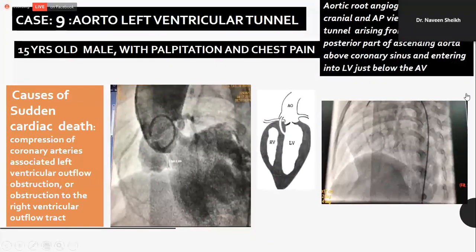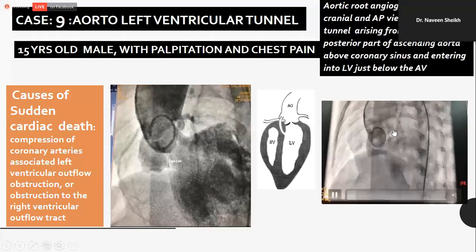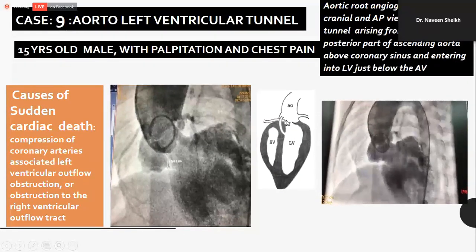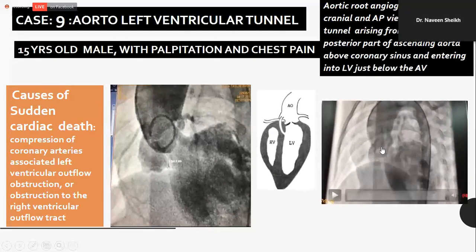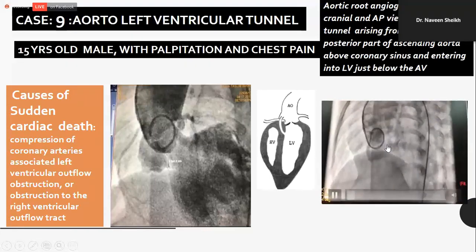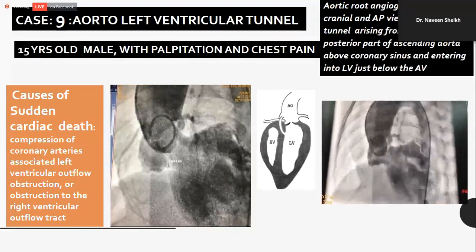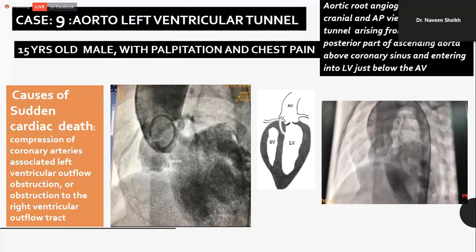My next case is aorto-left ventricular tunnel. It is an extracardiac channel that connects the aorta above the sinotubular junction to the left ventricle, or to the RV. Here we can see the aortic root angiogram showing the tunnel connected to the LV. What are the causes of cardiac death in this case? Compression of the coronary arteries associated with left ventricular obstruction.